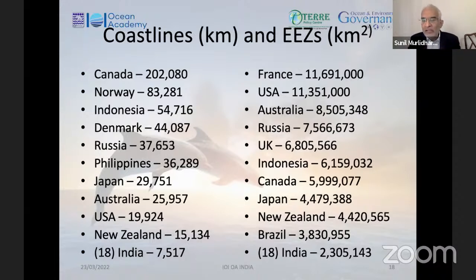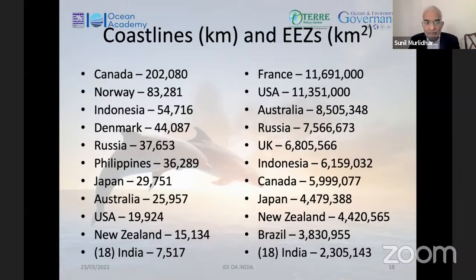That is how the EEZs are demarcated between countries if they are adjoining, adjacent or neighboring countries. Just like we have Bangladesh on one side, which is an adjoining country, or Pakistan on the other side, which is an adjoining country, and Sri Lanka would be considered a neighboring or opposite country. So that's one of the ways in which this is dealt with. Anyway, coming back to the coastline. Coastline is a simple concept. You simply measure the length of the coast that we have for a particular country.